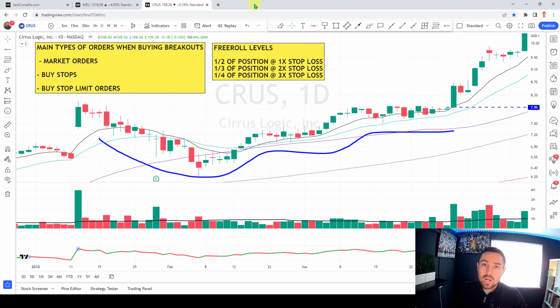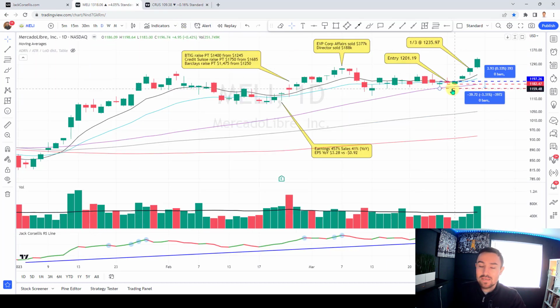So we're going to be applying it to a VCP, which is Cirrus Logic, and I'll be teaching you about these different types of orders, initial stop loss placement, then going into the mitigation side of things, so free rolling the trade as well. Later on in the video I will come over to Melly, which is a trade that I'm currently in, so you can see the thought process that I apply on a day-to-day basis in my own trading as well.